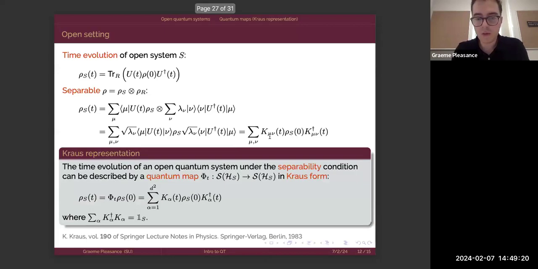And so what this expression basically does is it tells us how, if we have a system which is open in the sense that it interacts with a reservoir, we can describe its time evolution by taking its initial state at time t equal to 0 and then evolving it according to this prescription in terms of what I call Krauss operators. So essentially, in this panel at the bottom, what I'm saying is that the time evolution of an open system under this separability condition can be described in terms of a quantum map in this particular Krauss form.